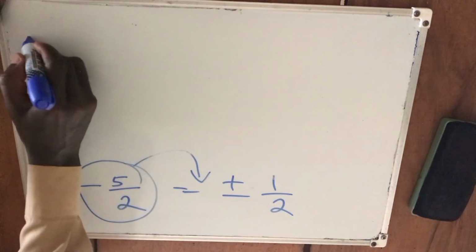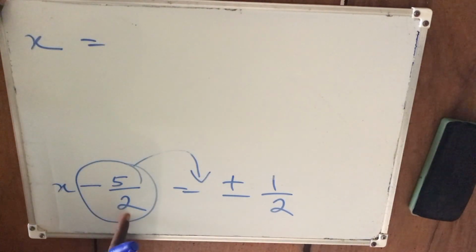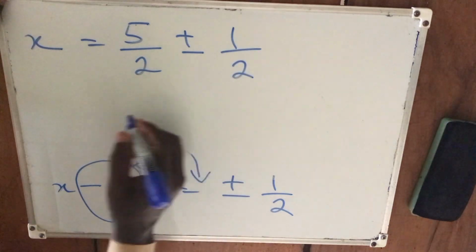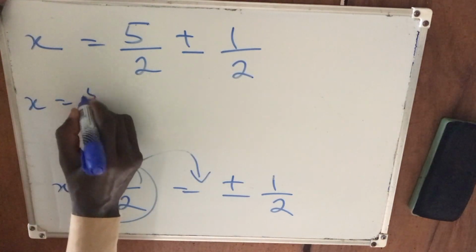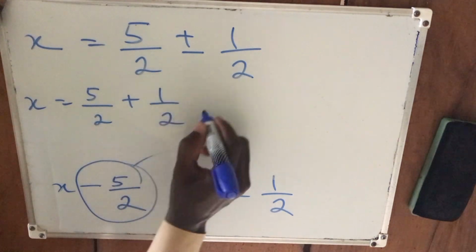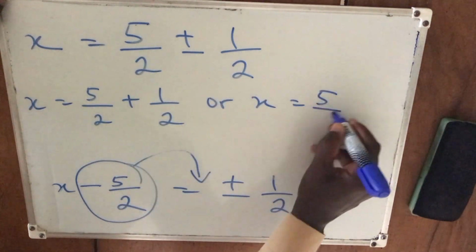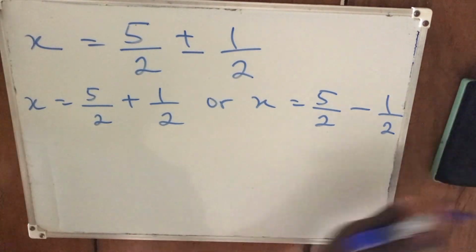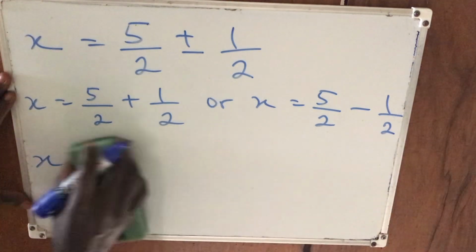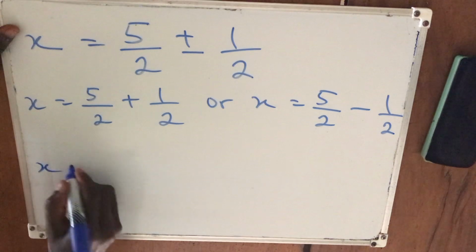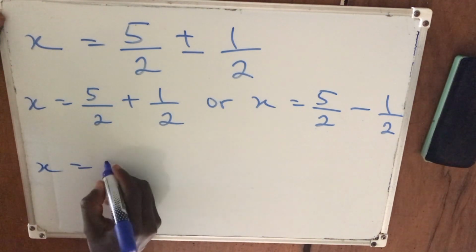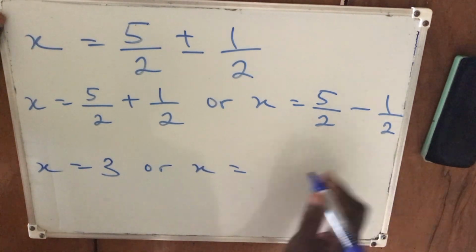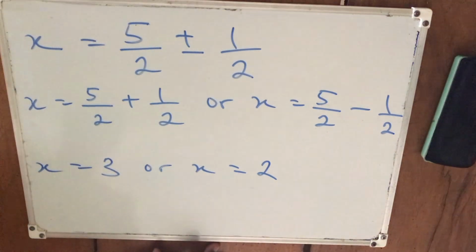So x is equal to 5 over 2 plus or minus 1 over 2, which therefore means x equals 5 over 2 plus 1 over 2, or x equals 5 over 2 minus 1 over 2. That simply means x equals 5 over 2 plus 1 over 2 is 6 over 2, and that's 3. Or x equals 5 over 2 minus 1 over 2 is 4 over 2, which is 2. And that's it, very, very simply.